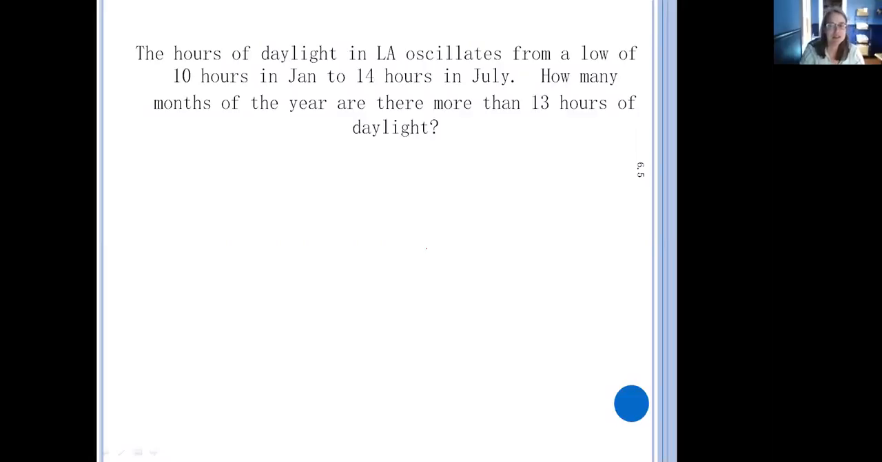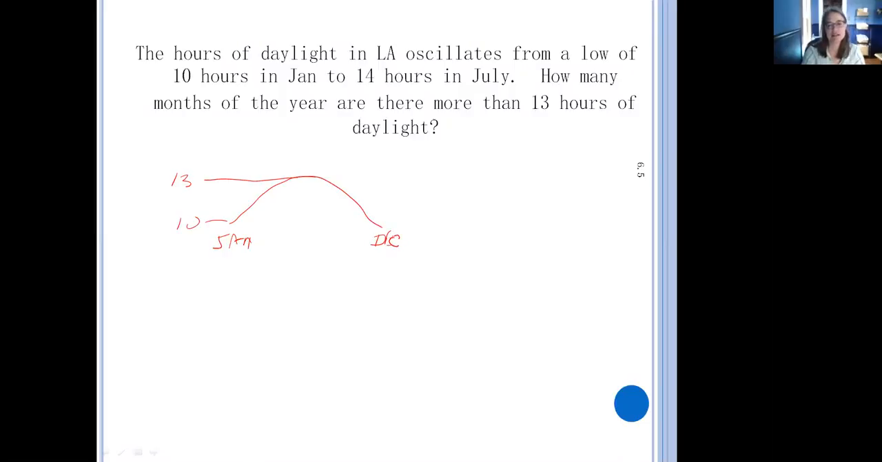Let's figure this out. Now, let's think about this. We've got daylight, and we know it starts in January, and I only have 10 hours a day. But then it slowly increases until I get to July, and there are 14 hours of daylight. What happens in July? Well, it starts decreasing again. Yep. So we know the days are shortest in December.